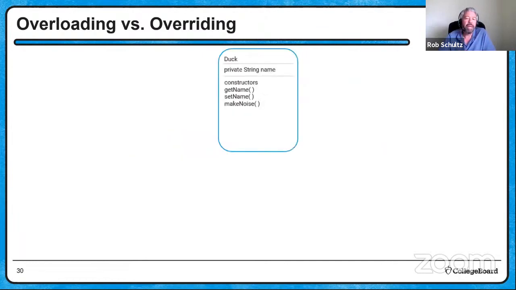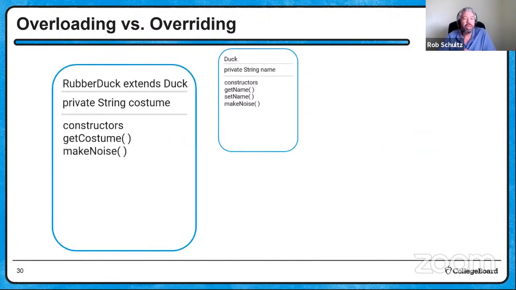Okay, but now let's imagine that we have below that a RubberDuck that extends Duck. In this case, we're going to add another instance variable that only exists for rubber ducks. We have our constructors, we have a get costume, and we have a make noise. So notice now I have a make noise method in my RubberDuck class as well.